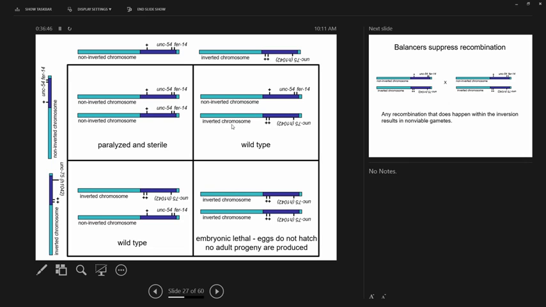So we've taken this inversion and used it in the lab to maintain either sterile or lethal alleles.